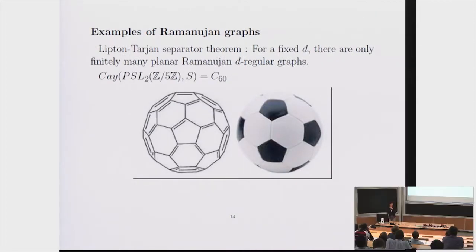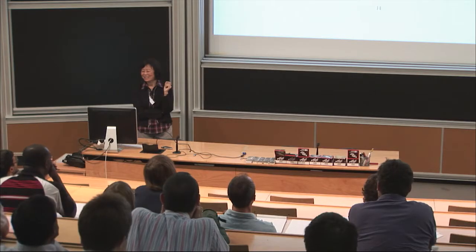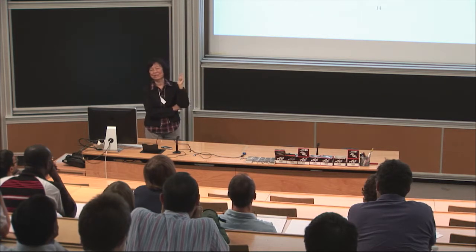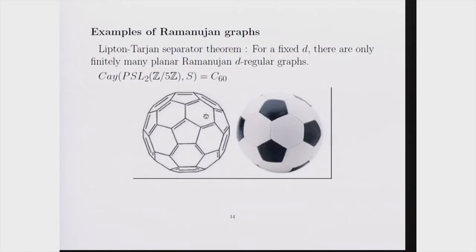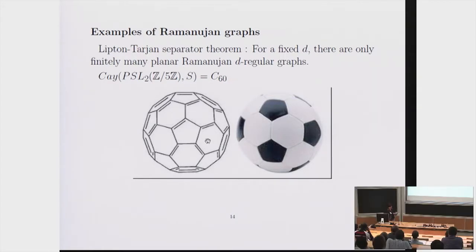So let me just give you one example of a Ramanujan graph. This is what I want you to take home if you don't remember anything else about this lecture. So this Ramanujan graph everybody knows, which is what? A soccer ball. Very good. So if you look at each vertex, it has 3 neighbors. So this is a 3-regular graph. Okay. So if I strategically add one more line so that this becomes 4-regular, and I put a carbon at each vertex, this is the famous fullerene molecule called C60.